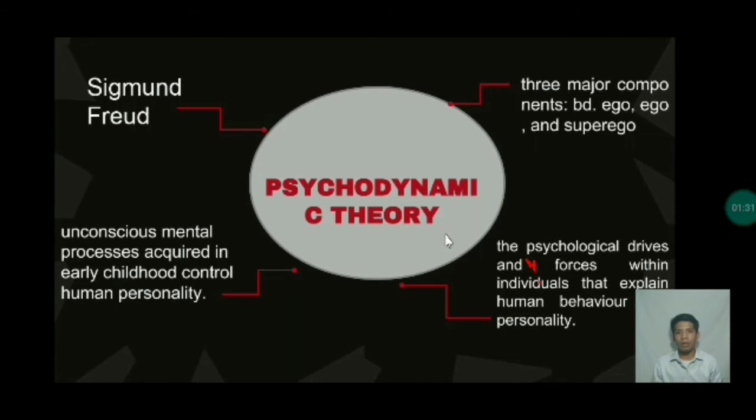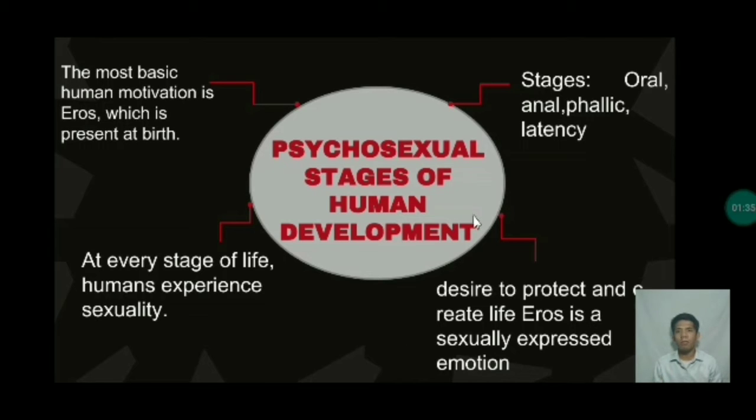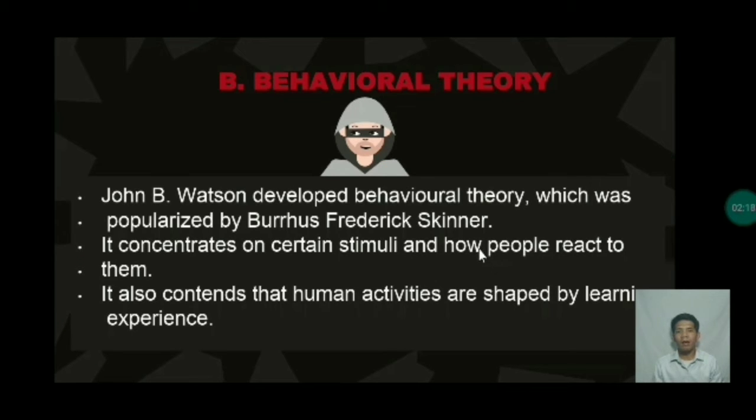While in the psychosexual stages of human development, the most basic human motivation is eros, which is present at birth. At every stage of life, humans experience sexuality. Desire to protect, create life: eros is a sexually expressed emotion. The psychosexual theory explains that human personality development takes place in five stages: oral, anal, phallic, latency, and genital. It tells us that human personality is shaped through these stages. So, we also have behavioral theory.